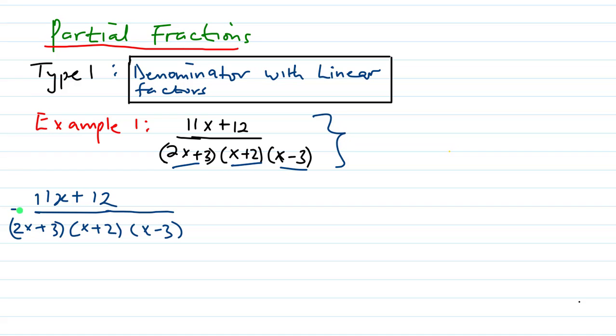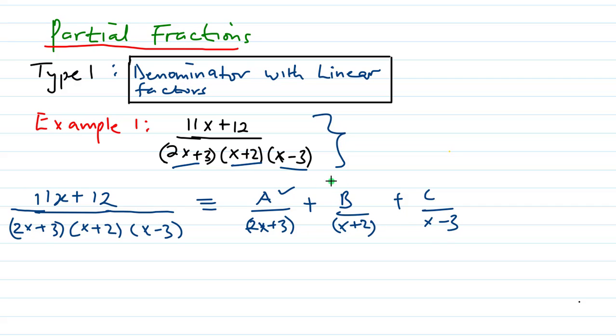Now, since these are three linear factors in the denominator, this fraction has to correspond to three partial fractions. Now let's assume these partial fractions are capital A divided by 2x plus 3. I'm going to have to find what that capital A is, plus another constant B divided by x plus 2. I have to find what that is, plus C divided by x minus 3. So if I find A, B, and C, then I will already know what the partial fractions of this are.